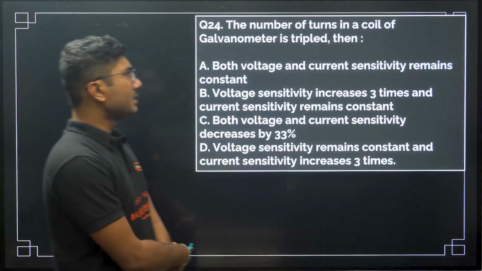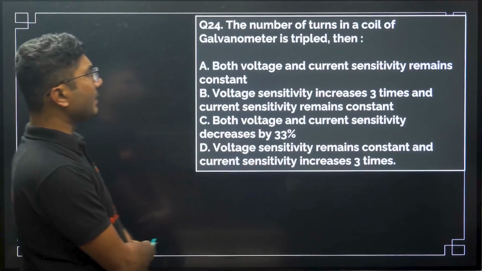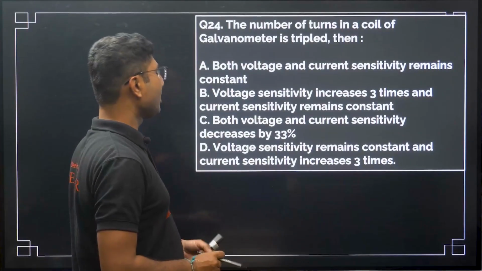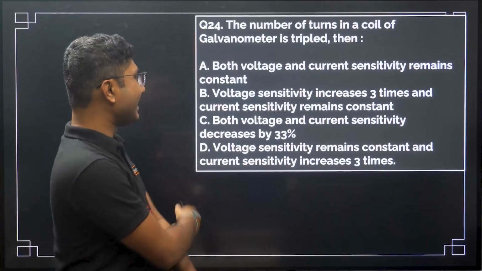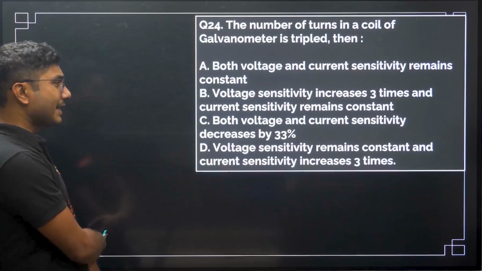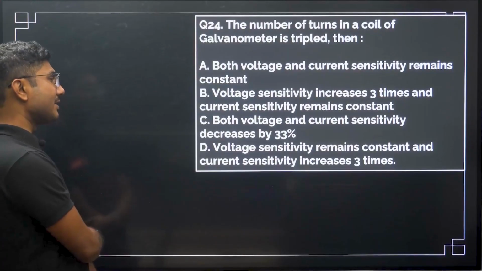The number of turns in the coil of a galvanometer is tripled. Then both voltage and current sensitivity remain constant. Voltage sensitivity increases 3 times, current sensitivity remains constant. Both voltage and current sensitivity decrease by 33%.